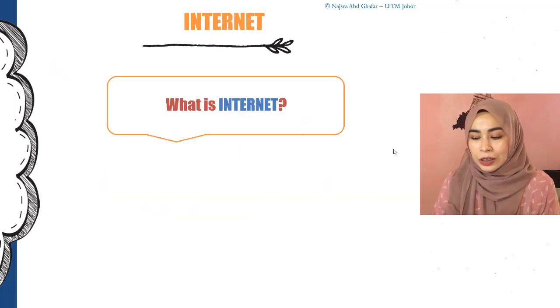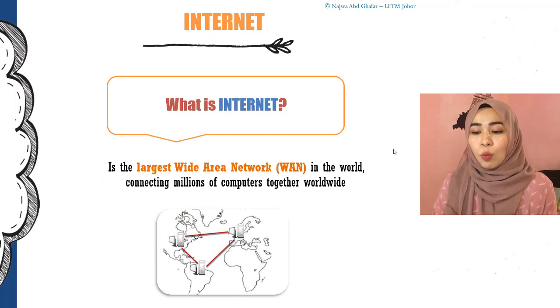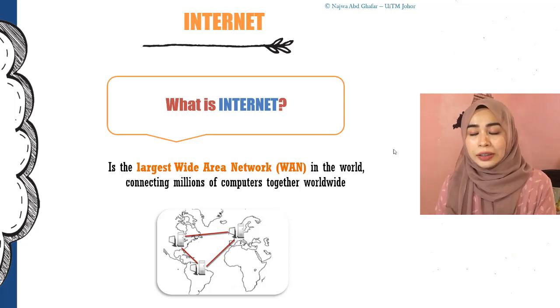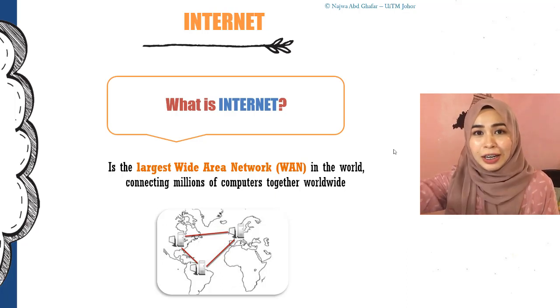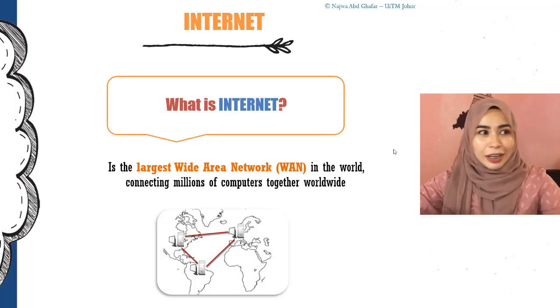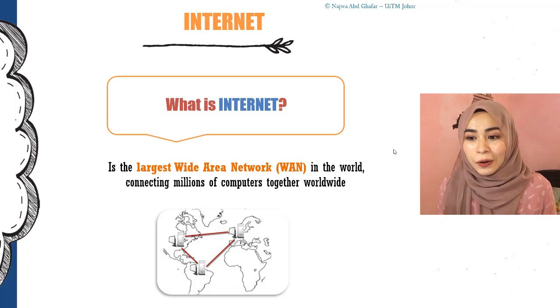So again, what is the internet? The internet is the largest wide area network in the world, connecting millions of computers together worldwide. In your house, you are connected within one LAN, but you can still connect to your friend in the UK, for example, who is connected with their own LAN. So you know that these computers are connected somehow globally. This is known as the internet. It is the largest wide area network in the world.